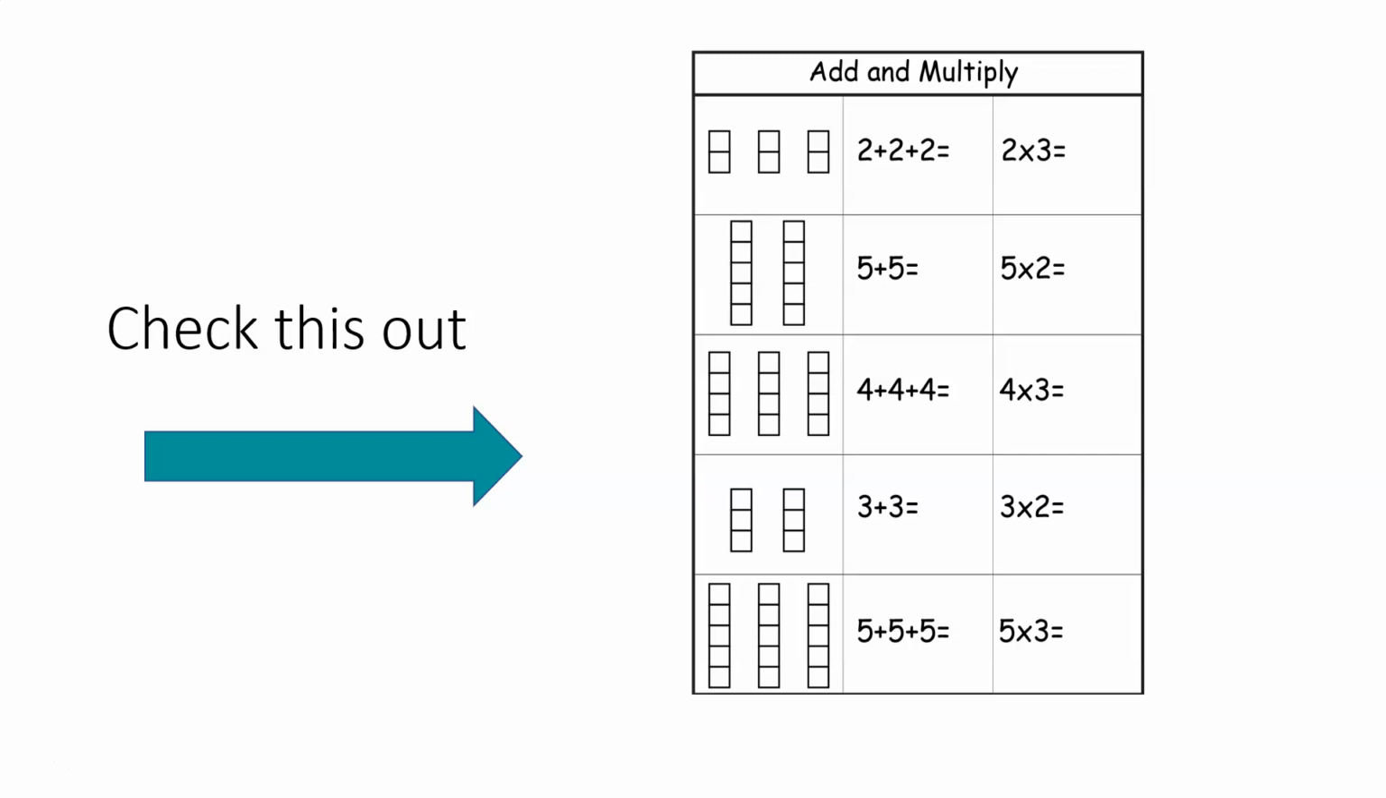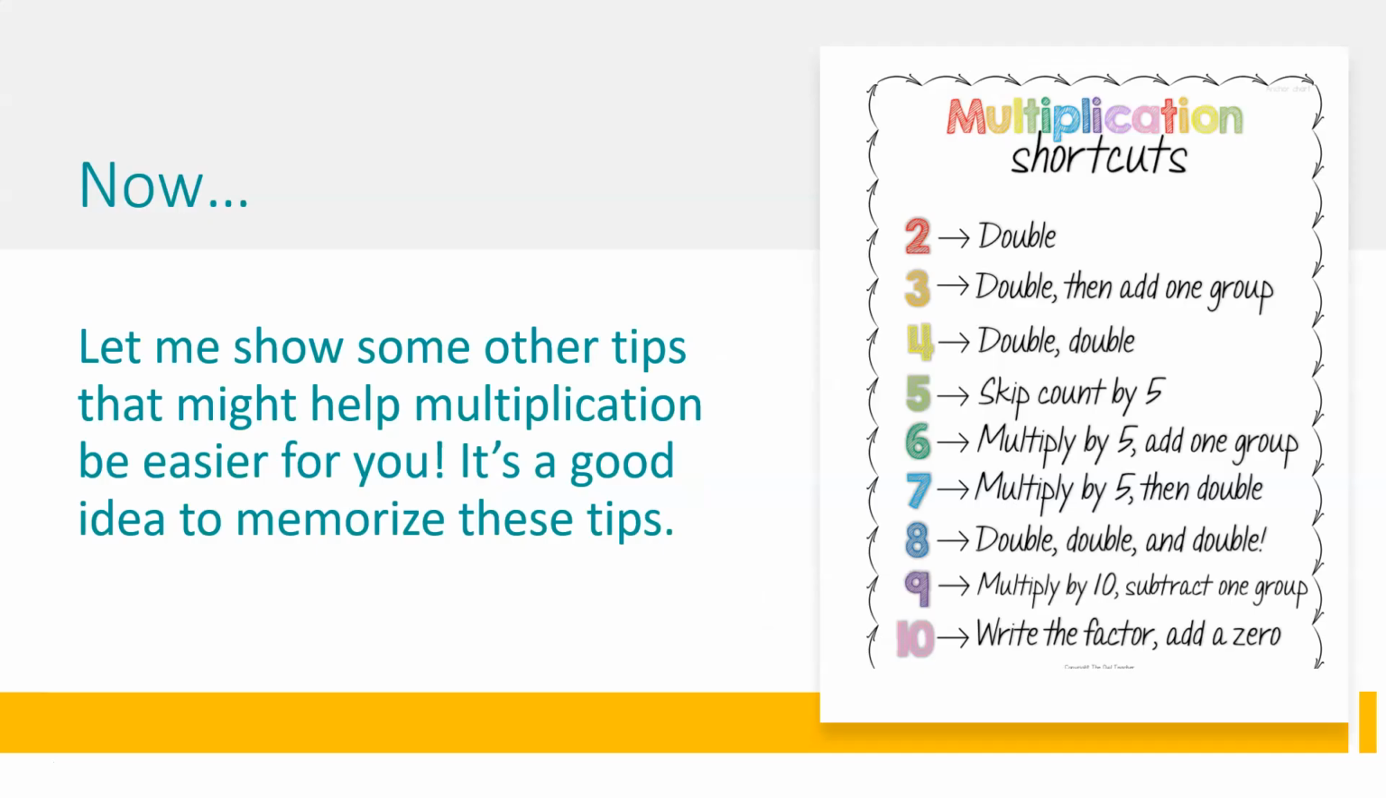Check this out. 2 plus 2 plus 2 equals 2 times 3. 5 plus 5 equals 5 times 2. 4 plus 4 plus 4 is the same as 4 times 3. 3 plus 3 is the same as 3 times 2. 5 plus 5 plus 5 is the same as 5 times 3.